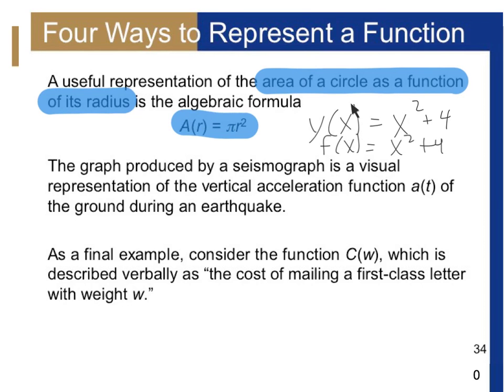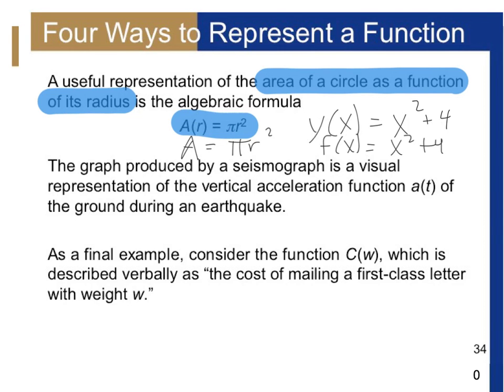But this is a little bit awkward. This does not mean y times x. This means y is a function of x, and we take x squared plus 4. And normally we don't put that x there. We just write y equals x squared plus 4. And we can do the same thing here with this area. We could just write A equals pi r squared. So just keep in mind that these represent the same thing. And this would be the same as y equals x squared plus 4.